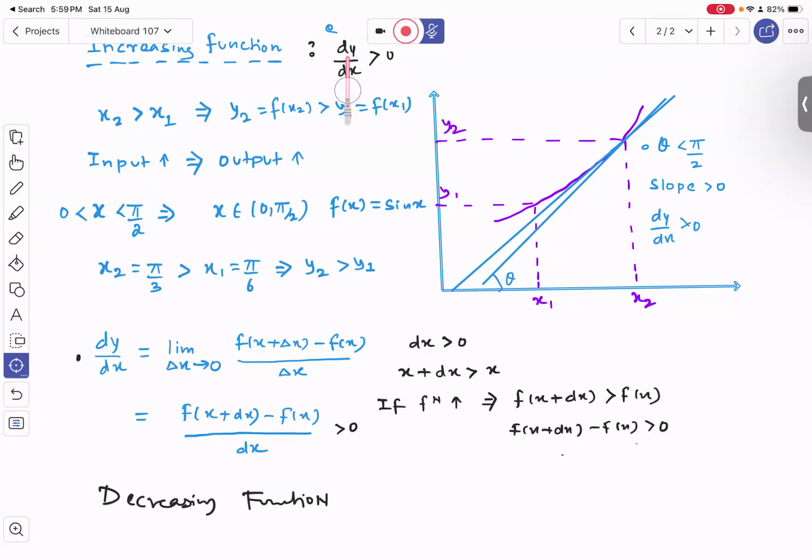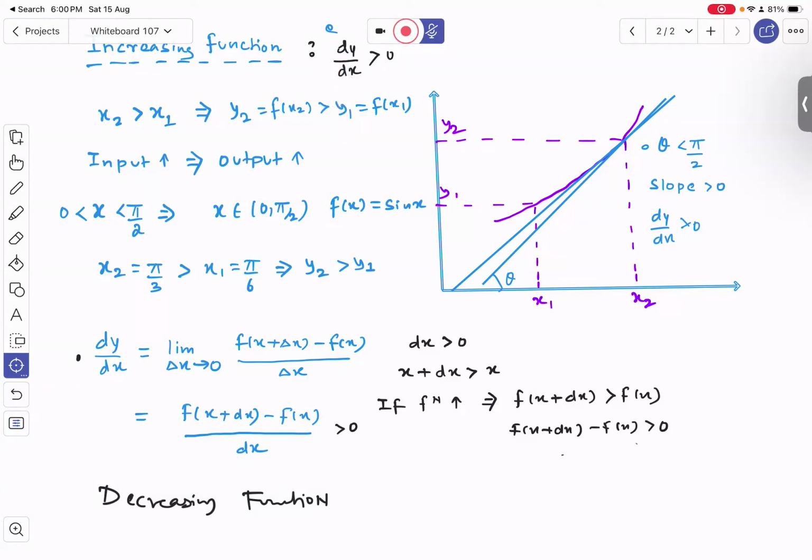Change in y. So if I increase x by dx, then the change in y must be positive. Then only I can say the output is increasing. On increasing the input, which is x, y the output must increase. And if it increases, what will you write? Final output minus initial. Final is bigger than initial. So the change must be what? Positive in output. Clear, no?